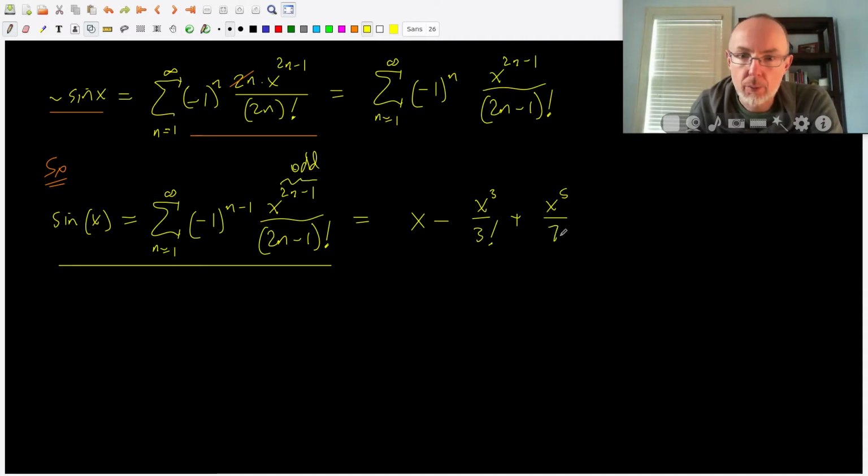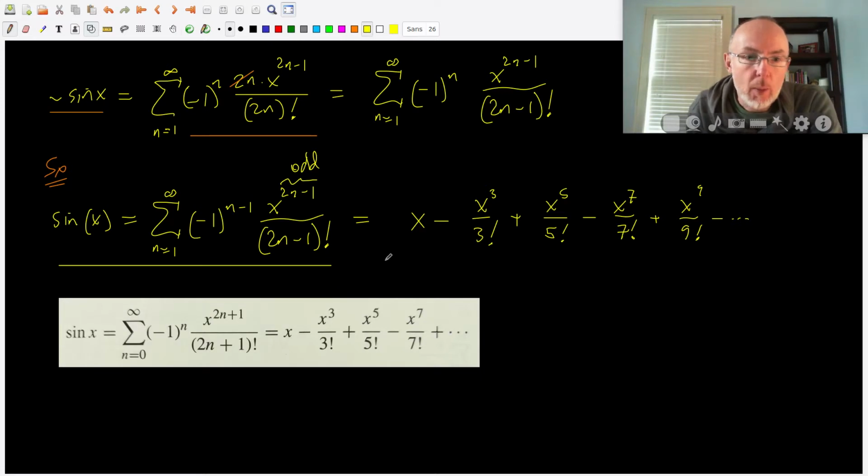And so this is x cubed over 3 factorial plus x to the 5 over 5 factorial minus x to the 7 over 7 factorial. The next term's going to be positive x to the 9 over 9 factorial. And we're just going to pick up all of the odd powers in an alternating series like this. And we've seen this before. I didn't derive it last time, but I presented it. And so when we compare it with the series that we saw before, these are the same, right? This is the series in the book. Now, it's written a little differently because they use the term 2n plus 1 as the power and as the numerator.